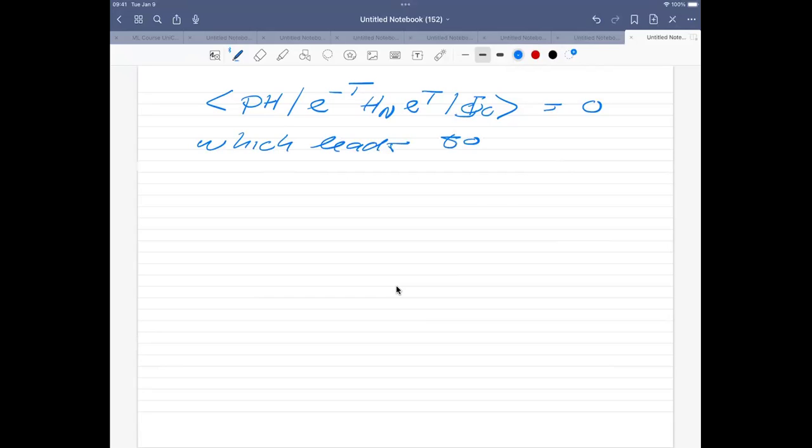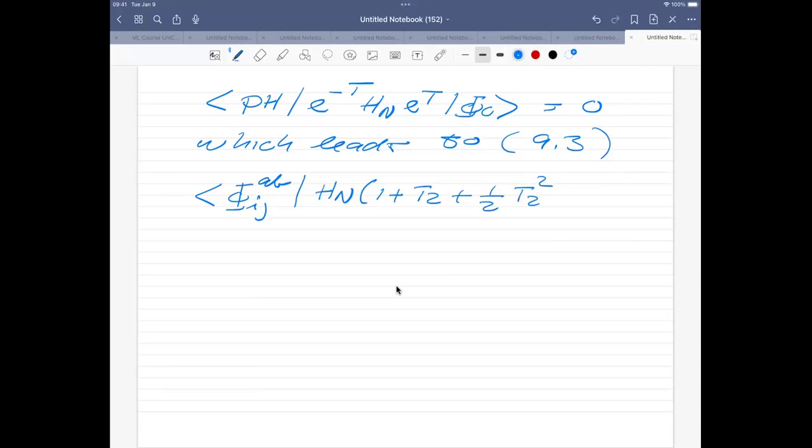When we are setting this up, and this is also discussed in chapter 9.3 of Shavitt and Bartlett, what we are going to get is that our excitation is a two-particle, two-hole excitation. And we have an H_N, and then we have 1 plus T2 plus 1/2 of T2 squared. We need to look at all these contributions acting on phi 0.